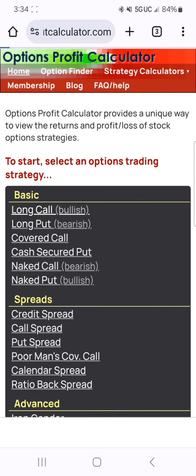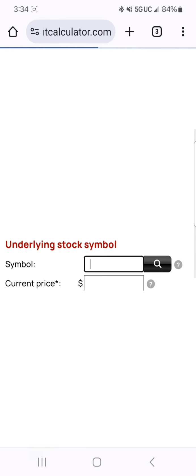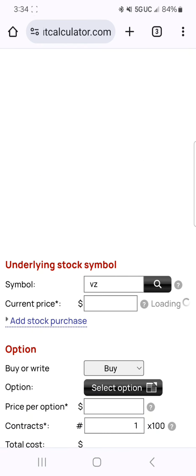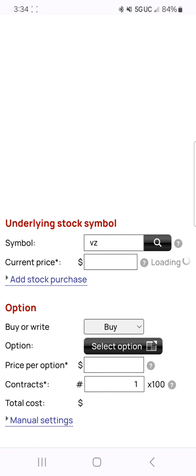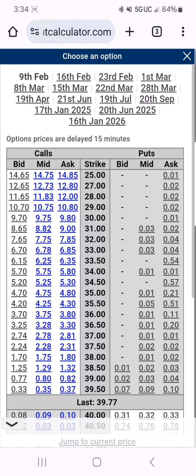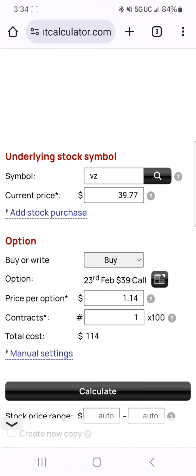Options profit calculator, go to long call. Let me check this Verizon call again and see what we have here. Ticker symbol VZ, 39.83. What do we got for current price? 39.77, close enough. I'd be looking to get the third call because that call looks a lot better to me. So it's the third call. Let's check that.